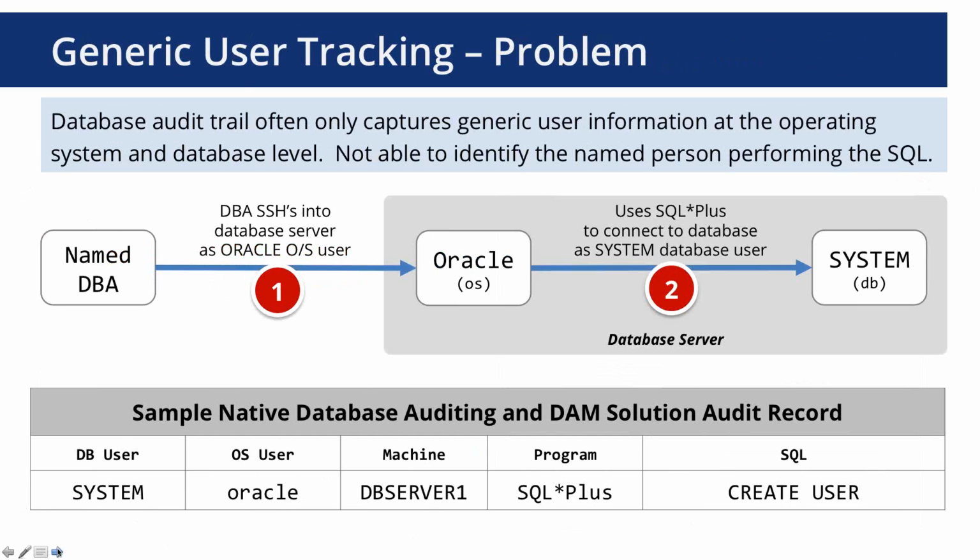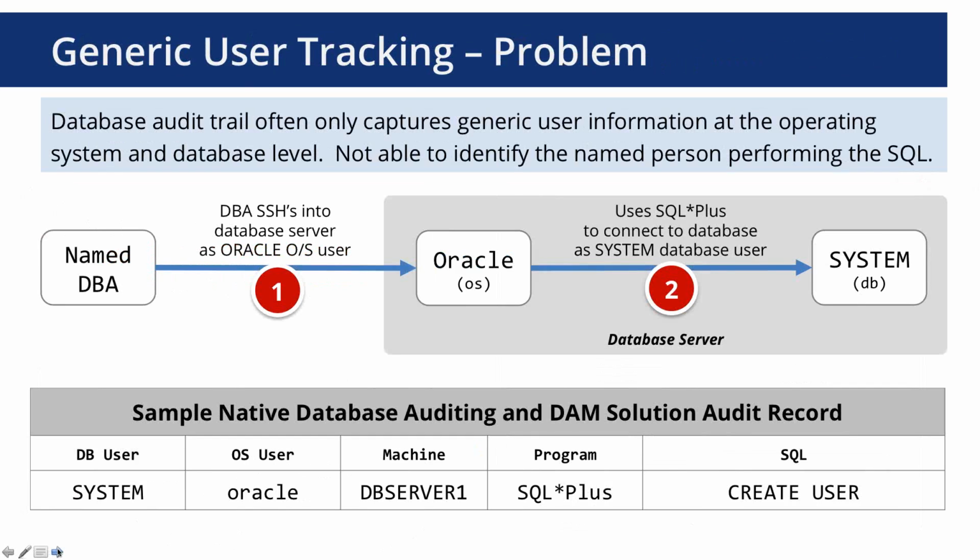Based on some compliance requirements and security requirements, that's not very good information. I have no idea who really did that, what DBA did that. I might have a DBA team of 100 people that have access to the box, and I have no idea. Hopefully somebody didn't compromise the system and Oracle account. I don't know that here. I don't know who actually connected.